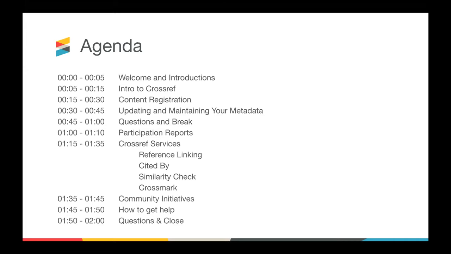We'll talk about our new participation reports tool, which will help you know what metadata you're submitting to Crossref and how you can improve your metadata records. And then we'll talk a bit about our different services at Crossref, including reference linking, cited by, similarity check, and Crossmark. Then we'll close today with talking about some of our wider community initiatives and where you can go to get further help and support. In total, it should last a maximum of 2 hours. It might last a bit less than that. We can see how we go.